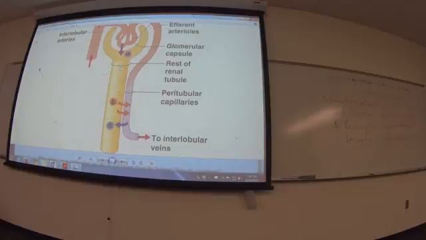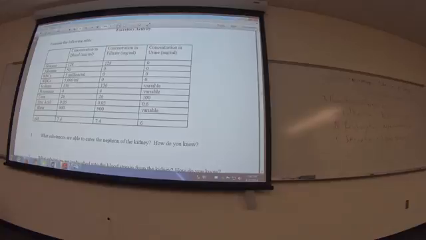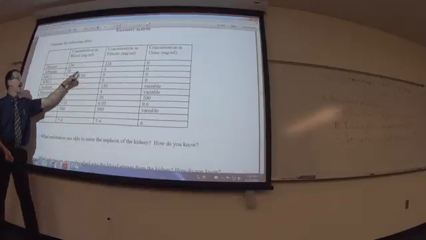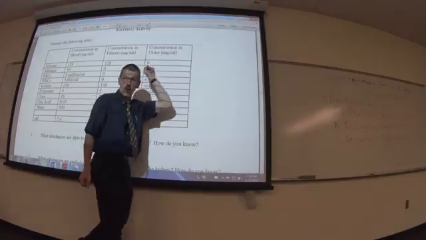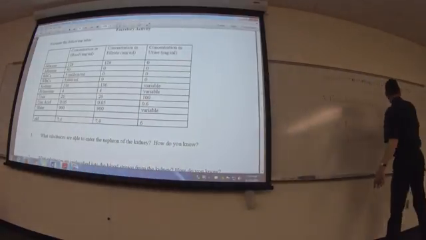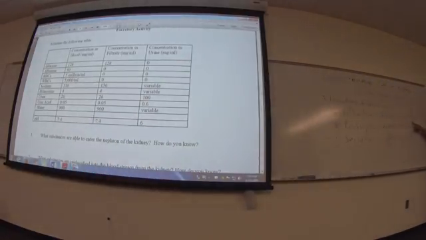Make sense? Okay. So tell me about albumin. Was albumin filtered? No. How'd you know that? 0. Hold on. 0. It's in my blood and nothing is in the nephron, which means it did not enter in letter A. So albumin is not filtered, does not enter the nephron.